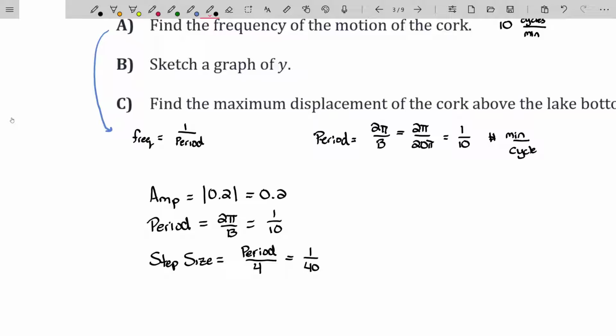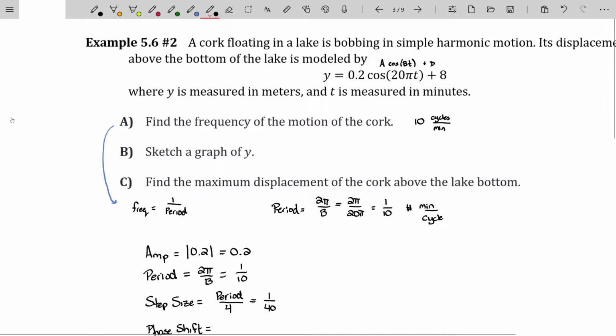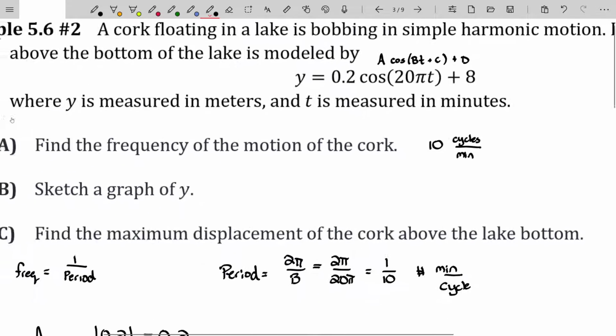It's a step size. Then we would have a phase shift. I'll actually write that in. Phase shift. And that would exist if we had some type of, let me zoom in here, some type of C that we're adding to our argument on the inside. If there was a plus C added to our argument on the inside here, then we'd have a phase shift, but we don't. So the phase shift is 0.